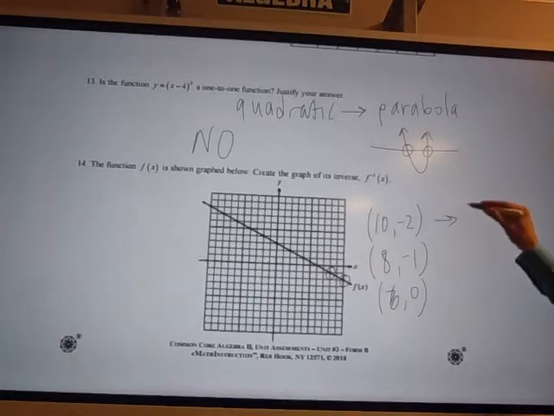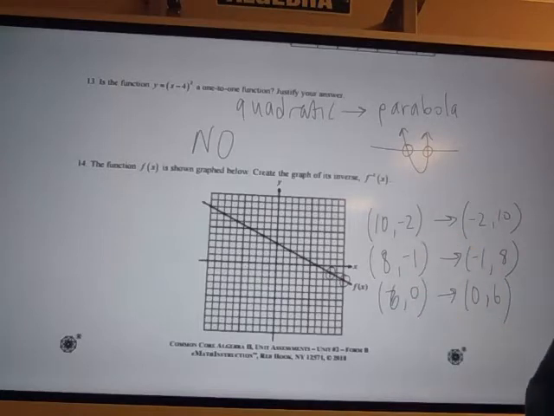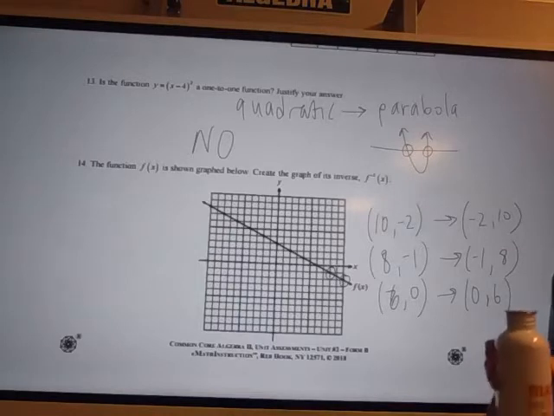So to give the inverse points, we'd have -2, 10, -1, 8, 0, 6. And that would be enough. Those are 3 points that would be on the graph of the inverse. Okay, and I got that by switching the coordinates from our original points.